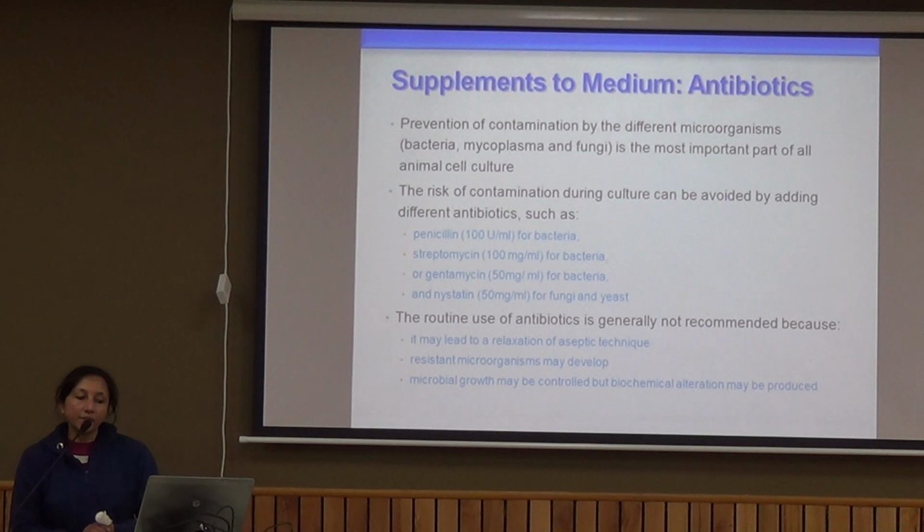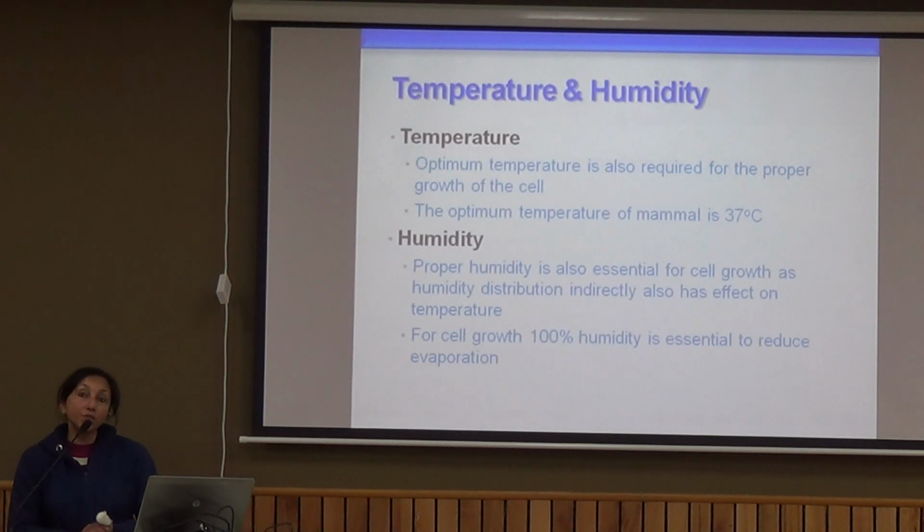The routine use of antibiotics is generally not recommended because it may lead to relaxation of aseptic technique. Resistant microorganisms may develop and they may contaminate our mammalian cell culture. Microbial growth may be controlled, but biochemical alteration may be produced in the mammalian cells which we are trying to grow and work upon. Now, what is the temperature and humidity that needs to be maintained?